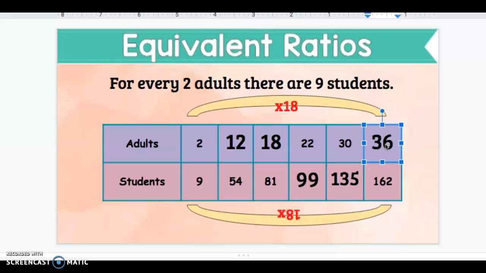All right, so that's how you fill in a chart. You just have to figure out what they are doing to the numbers to get the pattern. So what did they do to the top to get to the numbers, and you have to do it to the bottom to get those numbers. All right, and that's how you do equivalent ratio tables.